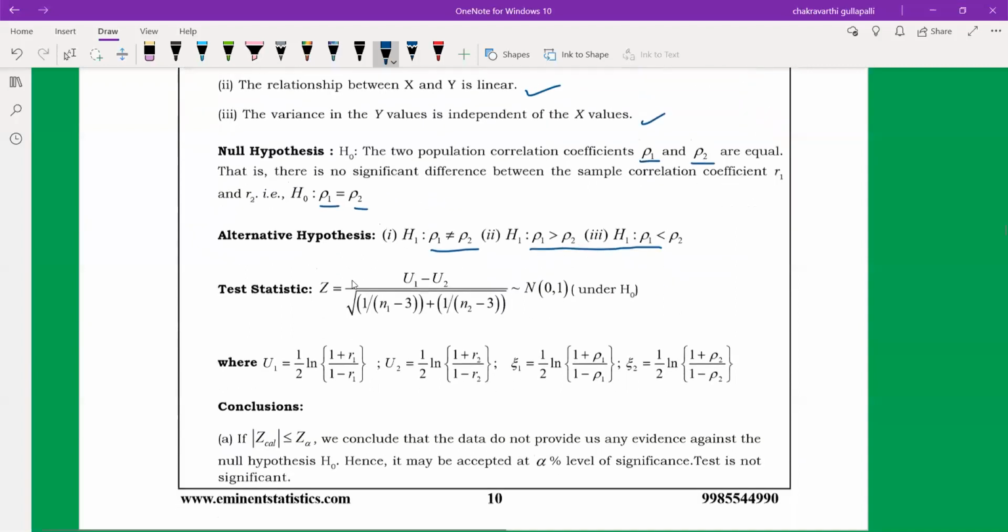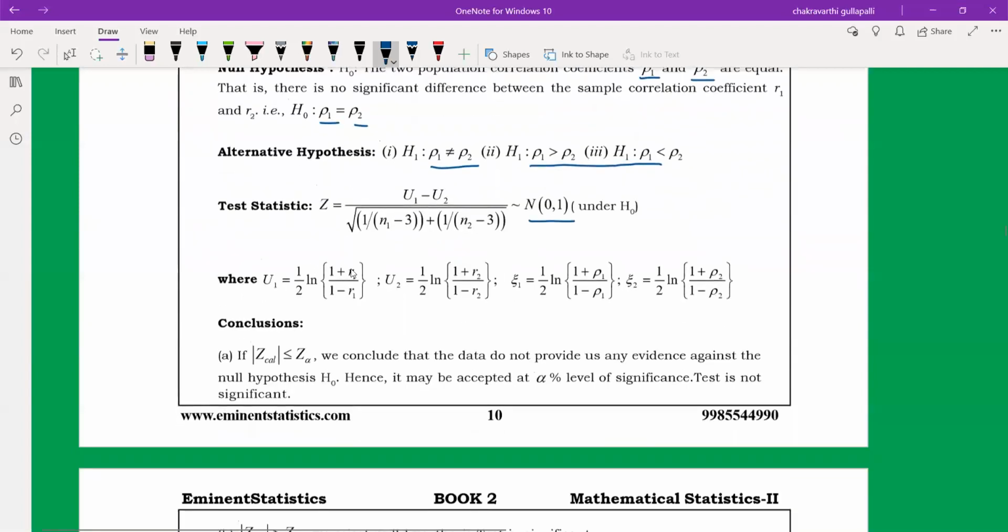Now, the test statistic Z is equal to U1 minus U2 divided by the square root of 1 by N1 minus 3 plus 1 by N2 minus 3. So it's a very typical formula using the Fisher-Z transformation. So this test statistic is defined. This follows N(0, 1) for the large sample case.